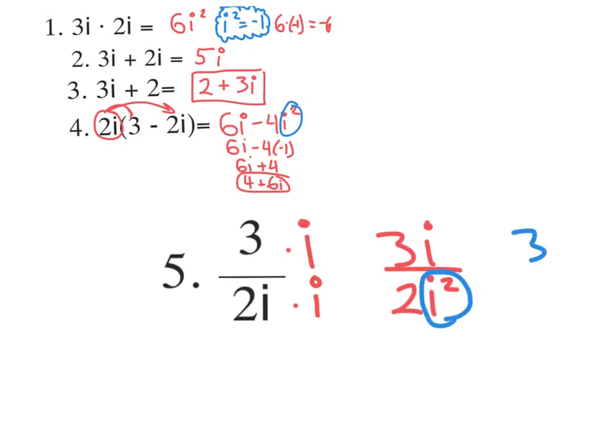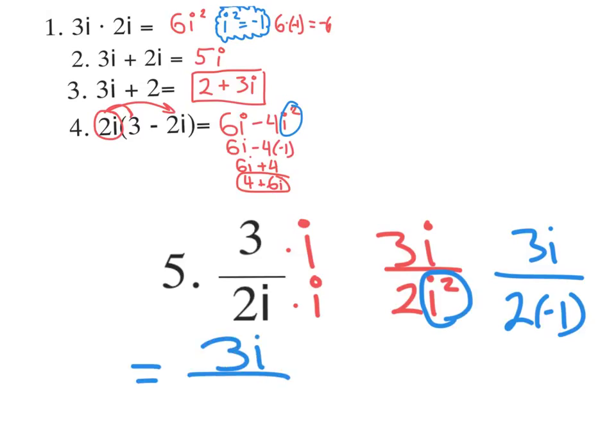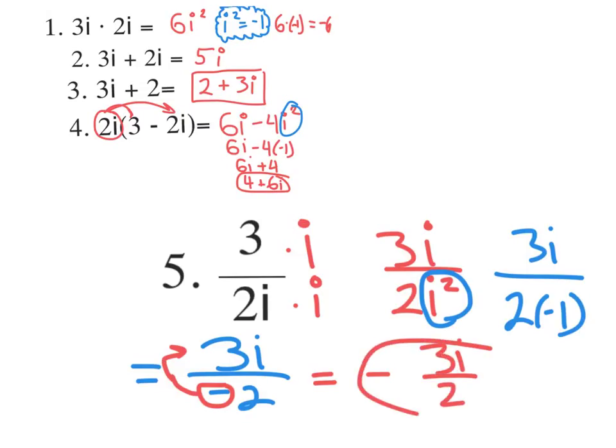So you really have 3i over 2 times -1, which means that you have, let me write it over here, equals 3i over -2. And again, you don't want to leave a negative in the denominator. Let's just either move it to the center or move it all the way up, whatever you want. I'm going to move it just to the center, make it -3i over 2. That's my final answer for number 5.